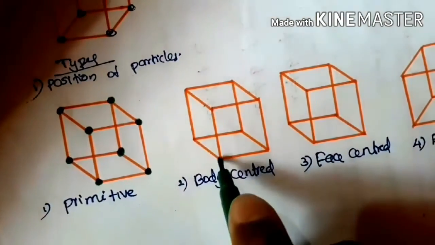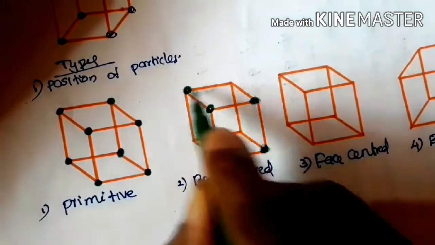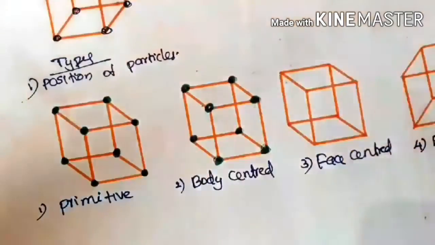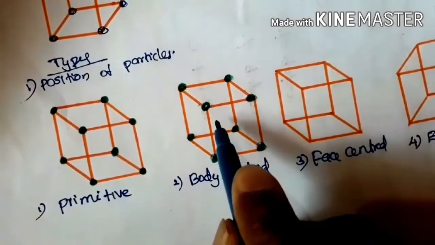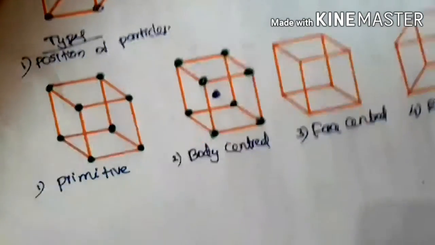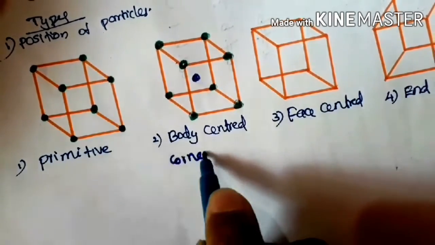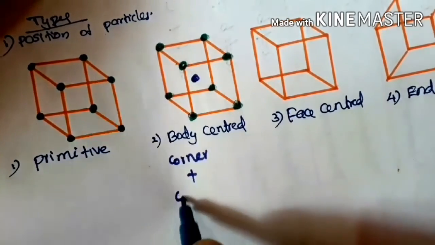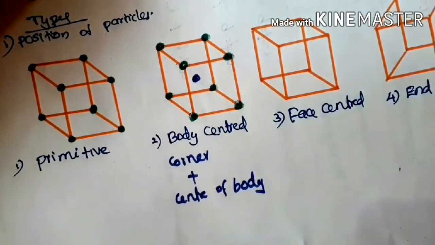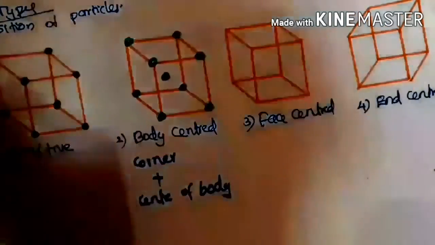Next is the body centered unit cell. In this body centered unit cell, atoms or the constituent particles are present in 8 corners, and as the name indicates, one constituent particle is present at the center of the cube. Therefore, atoms are present in the corners and one constituent particle at the center of the body, that is body centered.